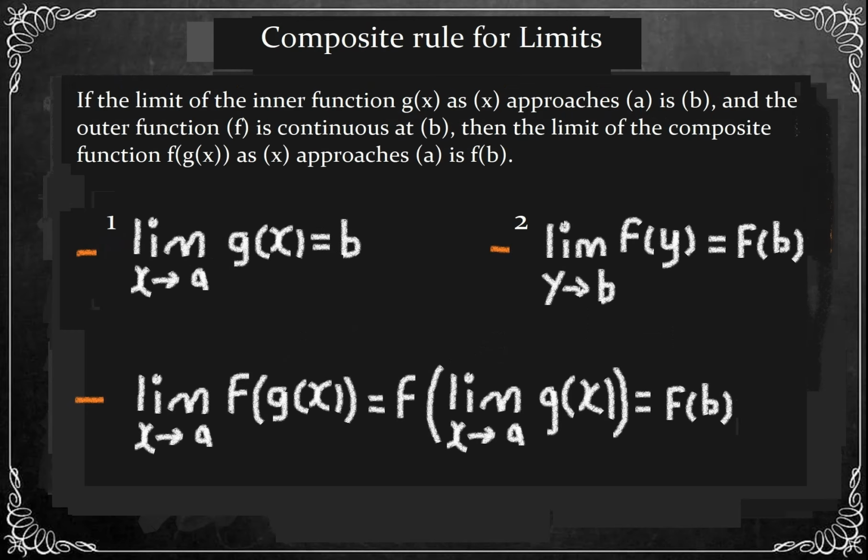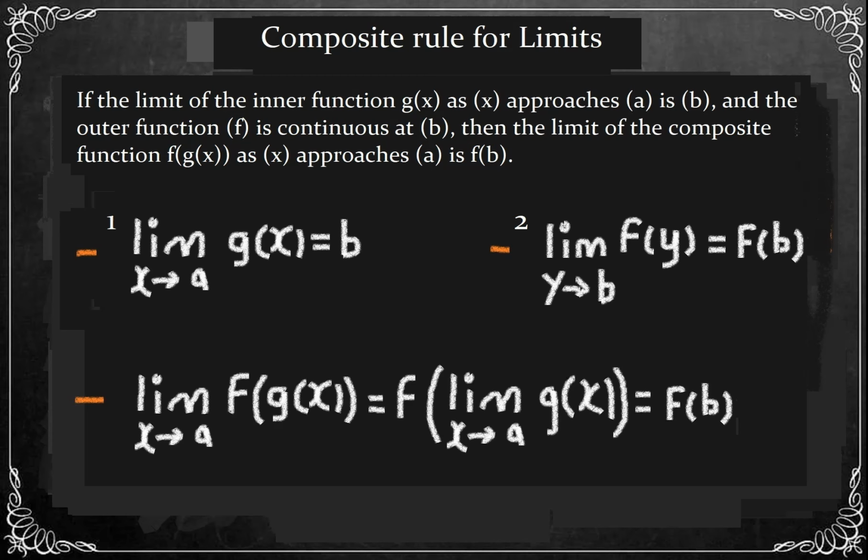Specifically, the composite rule for limits. If the limit of the inner function g of x as x approaches a is b, and the outer function f is continuous at the value b, then the limit of the composite function f of g of x as x approaches a is f of b. To unpack that, there are two operations happening. The first is label 1. We have the limit of g of x equals b. Then label 2, the limit of f of y equals f of b. Then combine everything we just said. The notation is the last orange bullet.